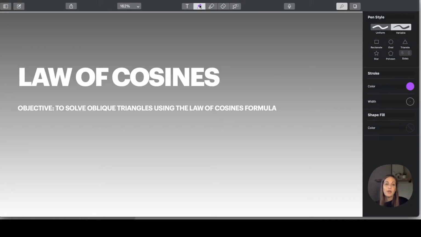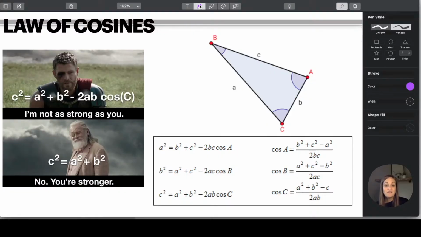You're going to be learning about the law of cosines and then how to solve oblique triangles using its formula. The law of cosines states that if you are trying to find a side, then whatever that side is squared, you're going to have the other two sides squared added together minus 2 times the other two sides times the cosine of the opposite angle.